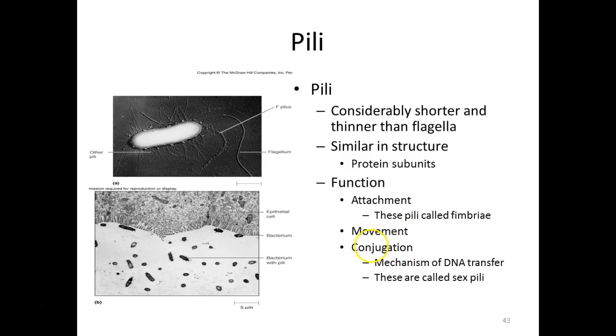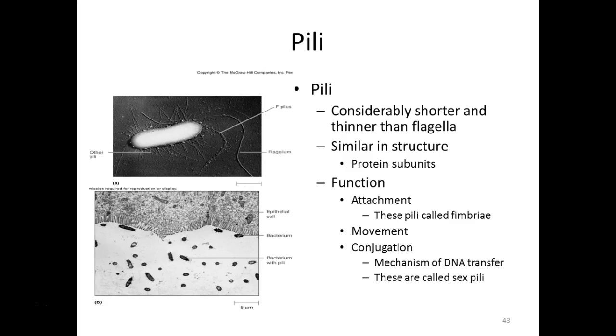But it is the sex pilus that's used for conjugation, where two cells will actually join up. Fimbriae that are used for movement and or attachment, you can see here, right? So here are our epithelial cells, and here's the bacteria with their tiny little pili. That's how they're actually attaching to our cells, how they're grabbing on to us.